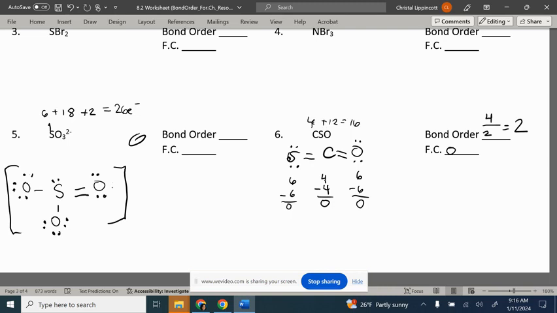2, 4, 6, 8, 10. So this is 16, 18, 22, 24. Did I miscount? 8, 16, 20, 22, 24, 26. Yeah. So those need to come off of. Was it supposed to be a +2? No, it's a -2.